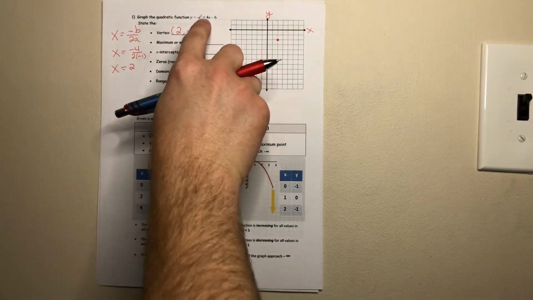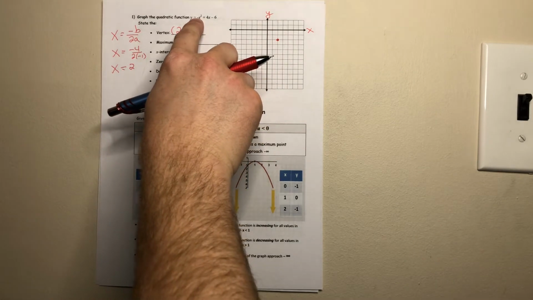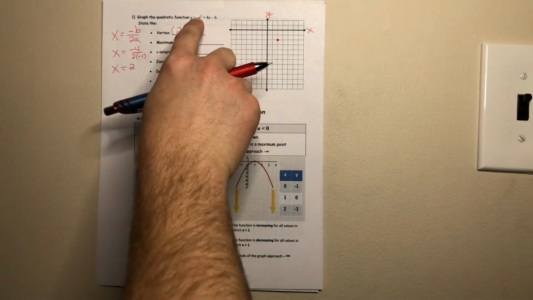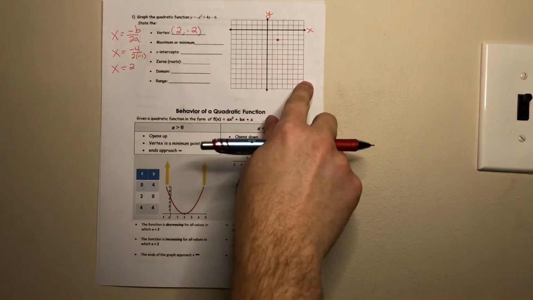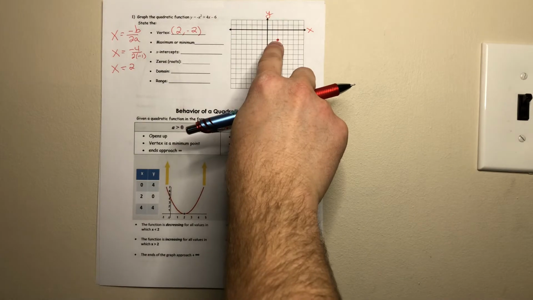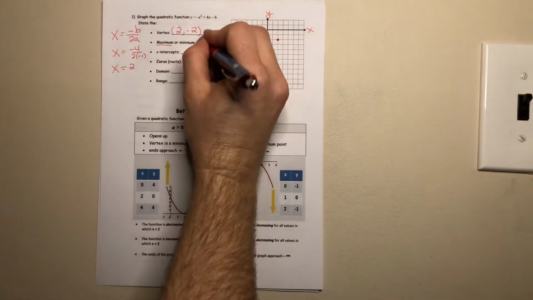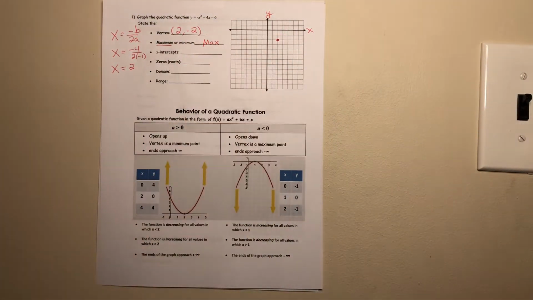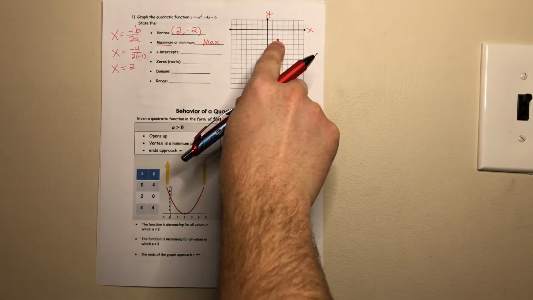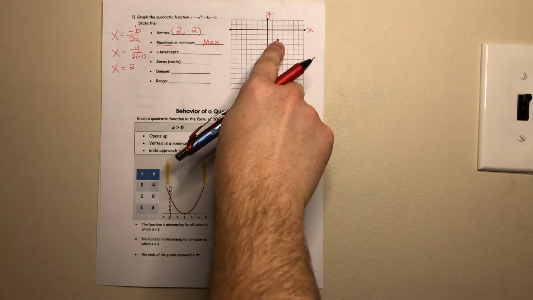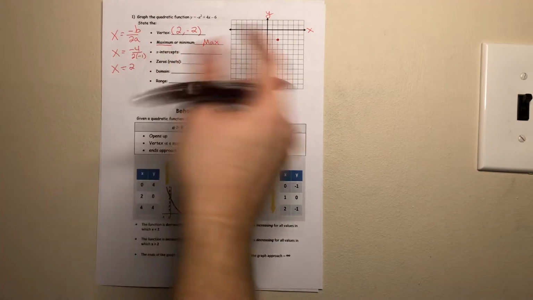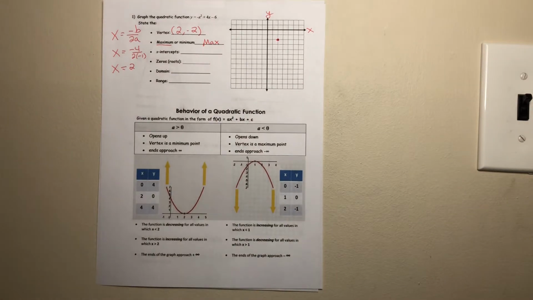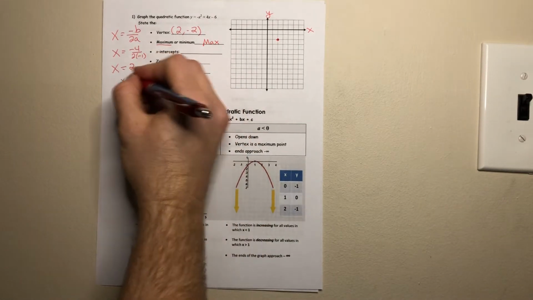Now, since this is a negative leading coefficient, I know that this is going to open down, which is going to make this a maximum. So this is going to be a maximum point. In other words, this is the highest output or y value we will have. The x-intercepts can be found by graphing it, really. Let's graph this first.